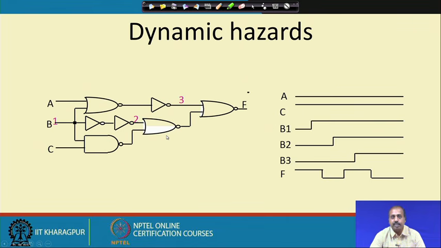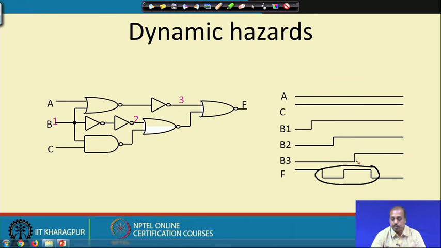Now, if you trace this circuit again, you can find that the situation will be like this: initially F will be high, then it will be low for 1 gate delay, then it will be high for 2 gate delays, and then again it will be low for the remaining part of the system. So, there is a glitch. This is a dynamic hazard here. So, here it shows a dynamic hazard at this point.